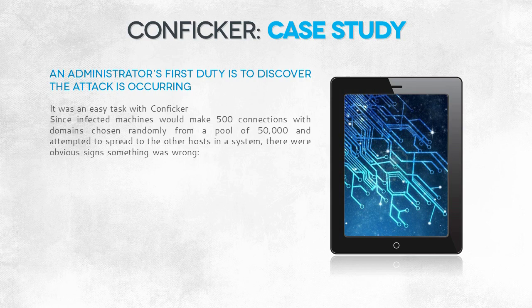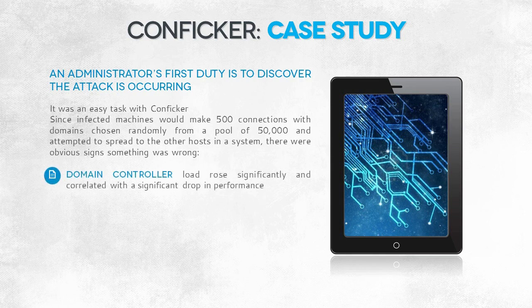Conficker made regular connections to 500 randomly selected domains that were chosen from a pool of over 50,000 domains. After they were infected, the virus moved on to infect other machines. Web applications in affected machines would practically shut down. Conficker used 100% of the bandwidth for its own purposes. It's hard to miss this symptom.